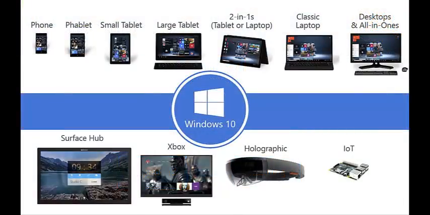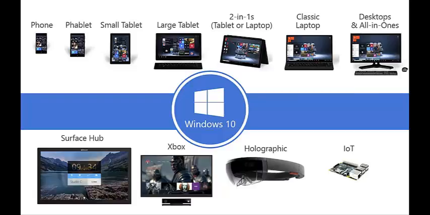Now remember, with Windows Universal Apps, it's really about being able to have a single uniform code base and get it onto lots of different applications or lots of different form factors. That can be the phone. We have these large phones, sometimes called phablets, or small tablets, large tablets, tablet-laptop combinations, like the flip-over laptops, classic laptops, all-in-one desktops, Surface Hub, Xbox, HoloLens, and even IoT devices, little microcontrollers that run the new Windows 10 IoT.